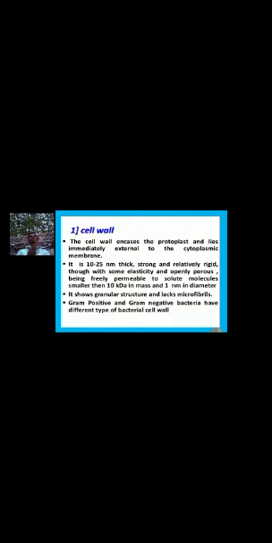Next, the cell wall. The cell wall encases the protoplasm and lies immediately external to the cytoplasmic membrane. It is 10 to 20 nanometers thick, strong, relatively rigid with some elasticity, and openly porous, being freely permeable to solute molecules smaller than 10 kDa in mass and 1 nanometer in diameter. It shows a granular structure and lacks microtubules. Gram positive and gram negative bacteria have different types of cell wall, and this is the structure of a cell wall.